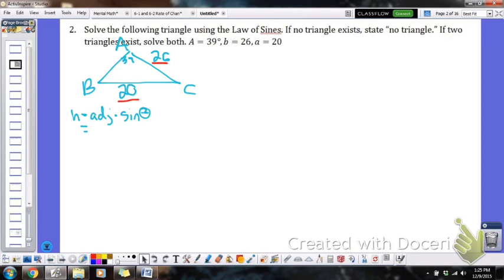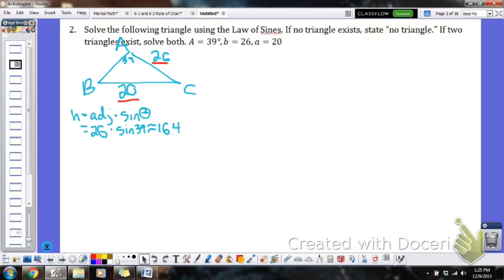Well, my adjacent to my angle is 26. So I'll take 26 times the sine of my angle, which is 39. So I have 26 times the sine of 39, and this is about equal to 16.4. So I need to compare that height, the 16.4, with my opposite.